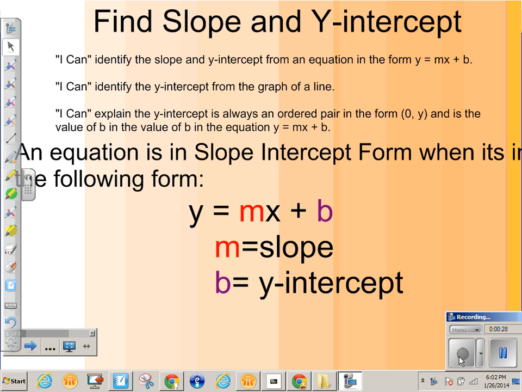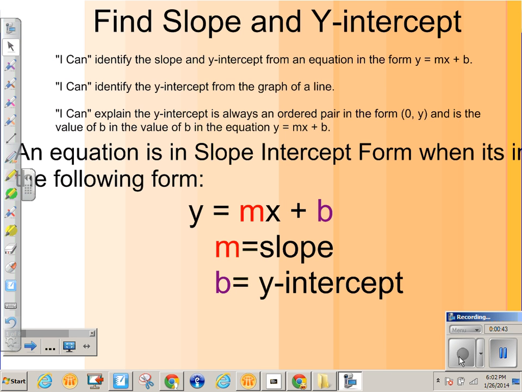y, and is the value of b in the equation y is equal to mx plus b. Because sometimes we talk about the y-intercept just as one number, but this I can is telling us that we also recognize it as an ordered pair.